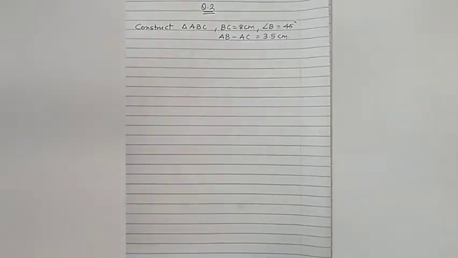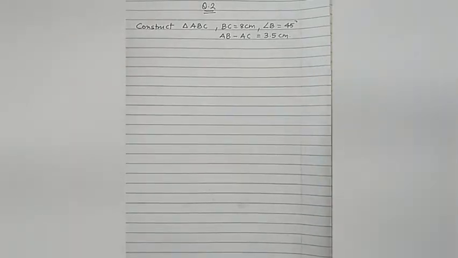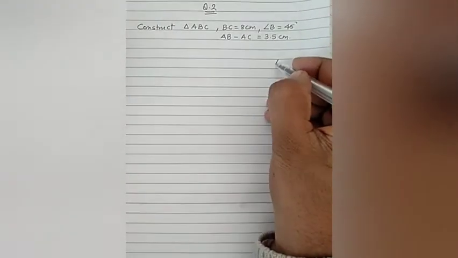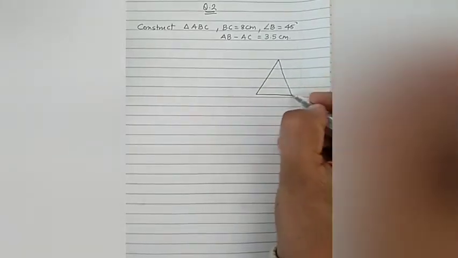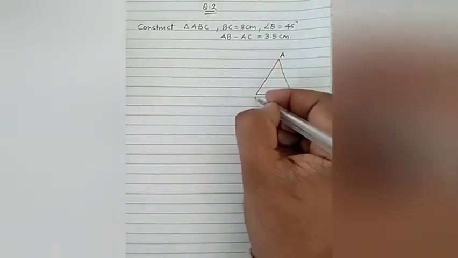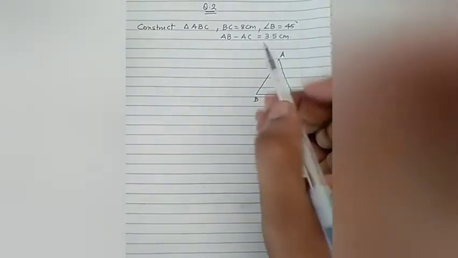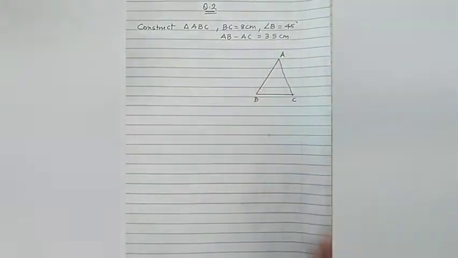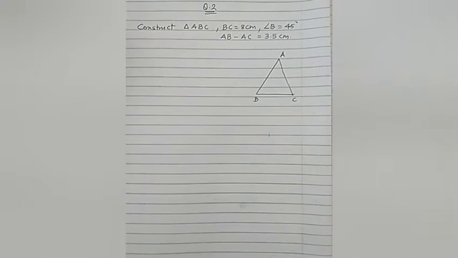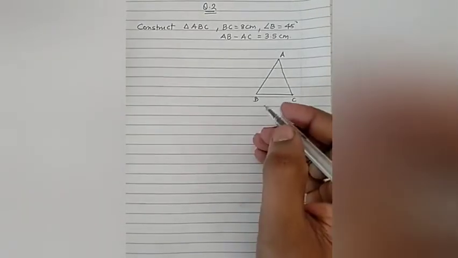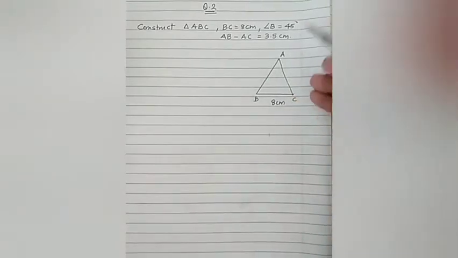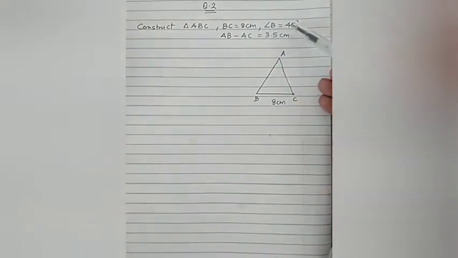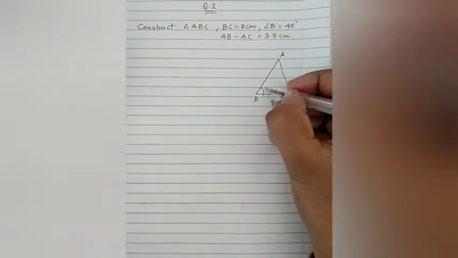So dear students, as mentioned in the question, we are supposed to construct a triangle ABC. Let me draw a rough diagram to begin with. Triangle ABC, wherein the base is BC and it is equal to 8 centimeter. So I'll mention that over here. BC is 8 centimeter. And as you could see, it is given that angle B is 45 degree.